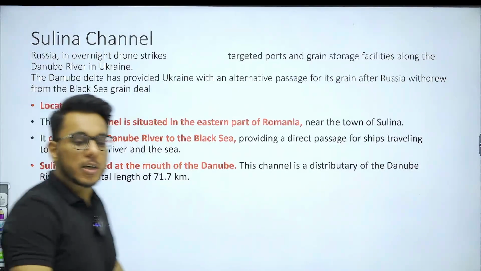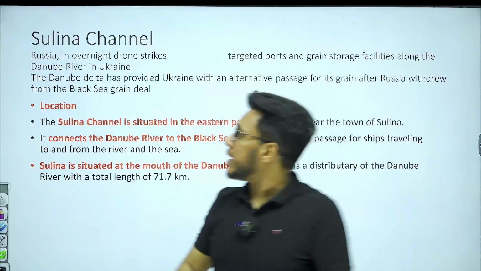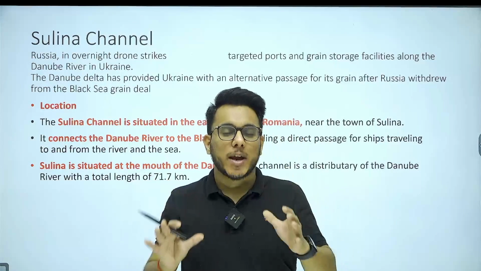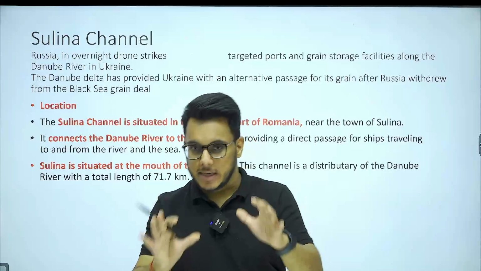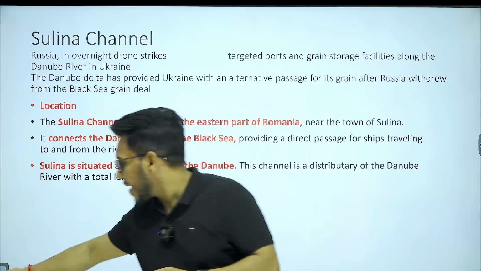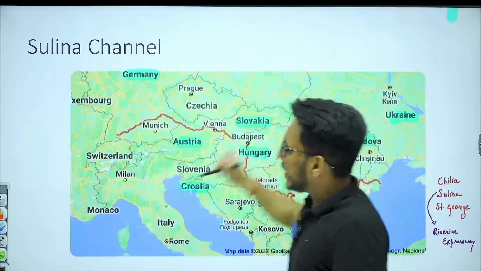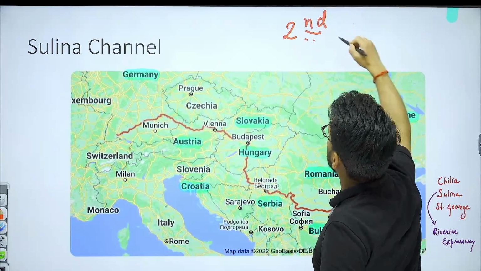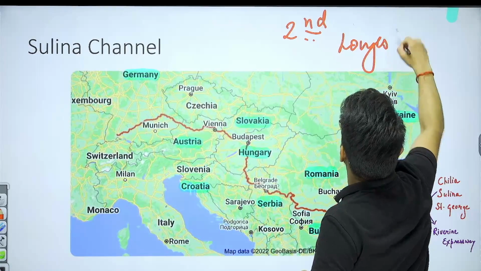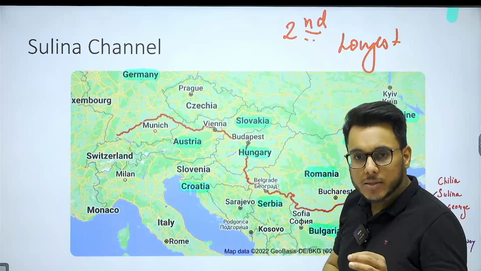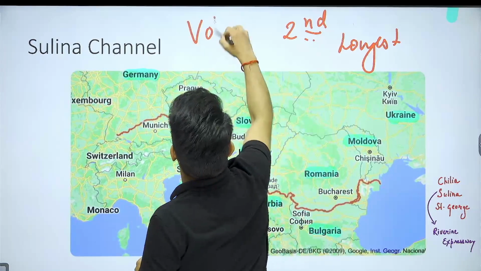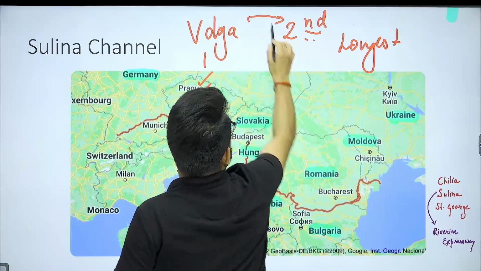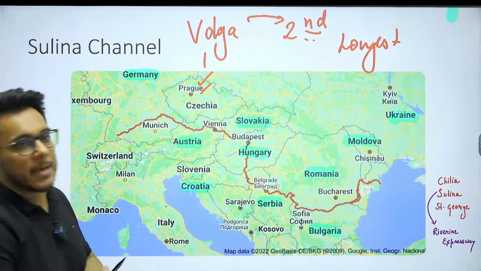Now moving on to the next entry, and the next entry that we have here is the Sulina Channel. The Sulina Channel is located on the Danube River. Now let's understand first of all about the Danube River. Basically, the Danube is the second longest river of Europe. Which is the longest river of Europe? The longest river of Europe is the Volga. Now Volga is situated in Russia, and after the Volga, the second longest river of Europe is the Danube River.